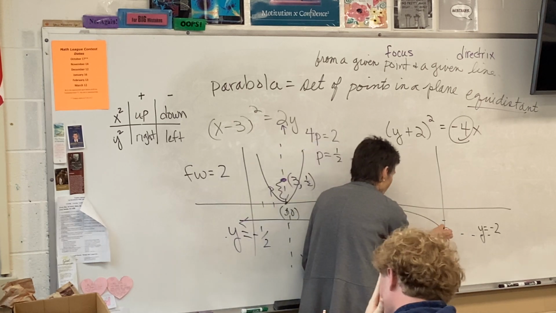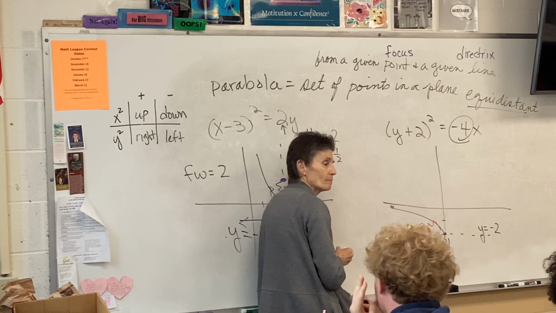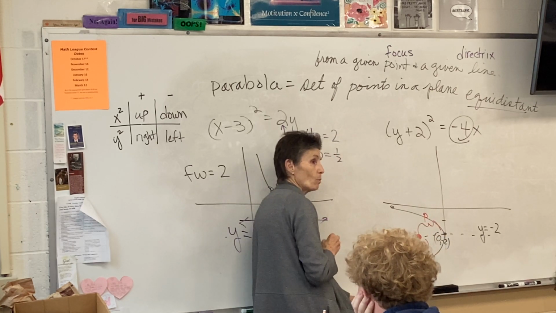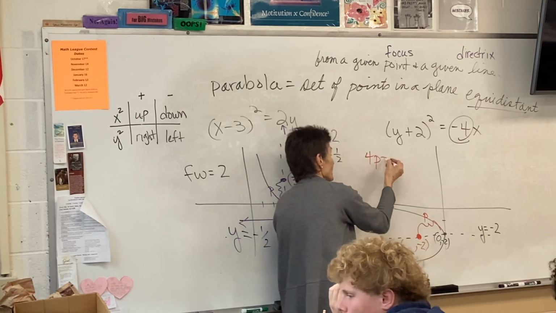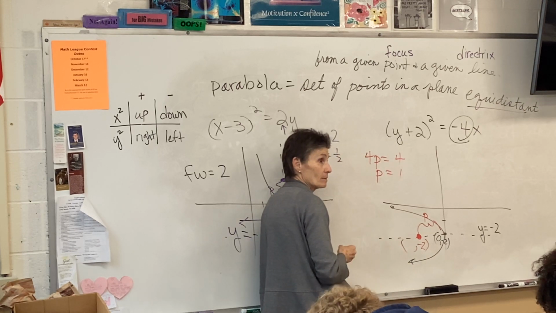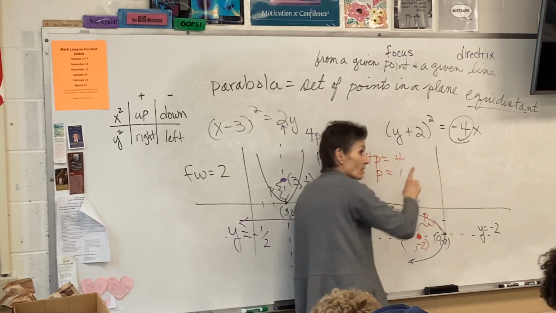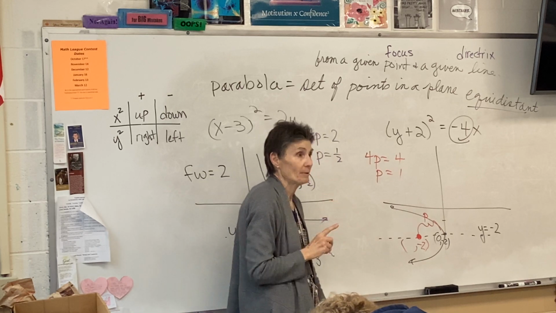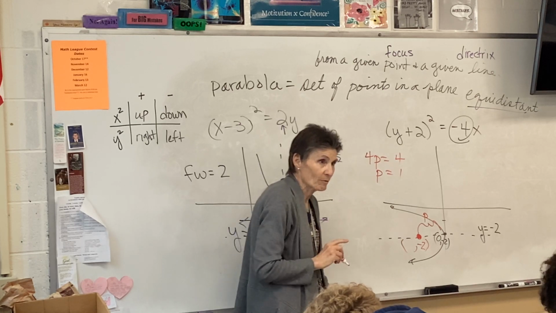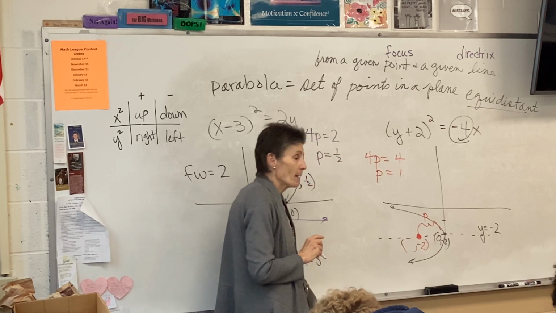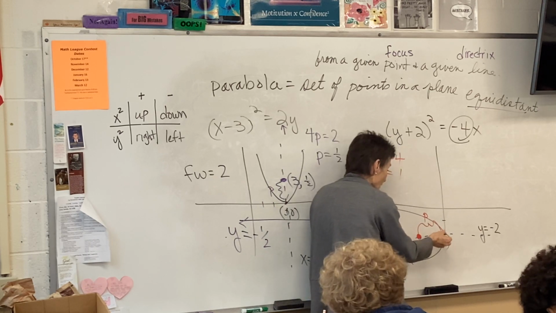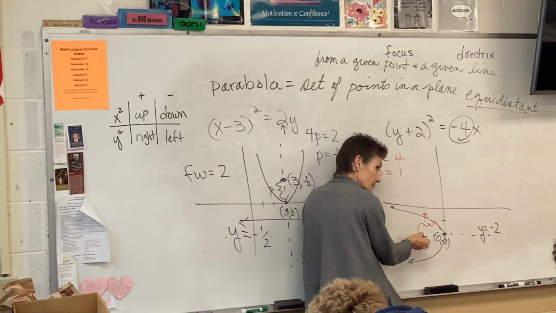So now I need to know, how far do I back up? This is P. What do I know about my equation? 4P is 4. So P is 1. Now I know there's a negative on there. The negative tells me I back up. I ignore it because I already know I'm going to back up. So don't let the negative bother you. Where will this point be then? If I start right here and back up 1. I'm backing up 1.